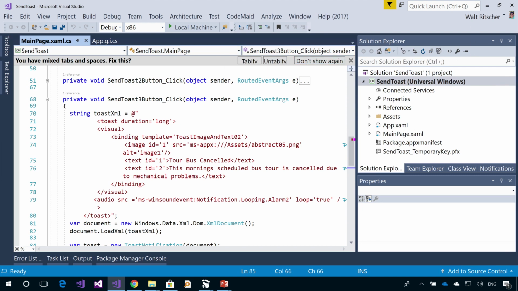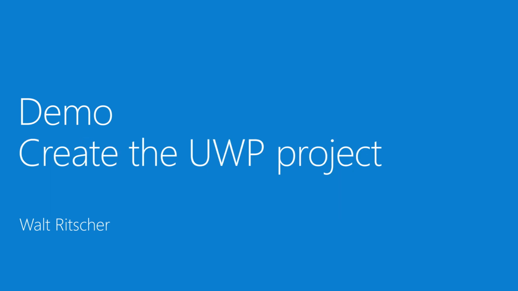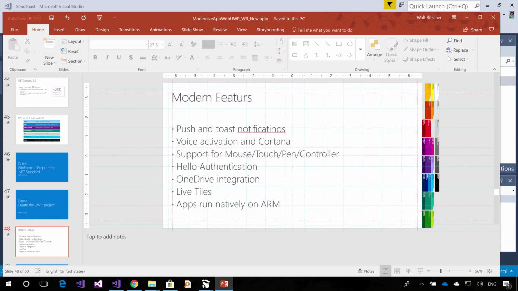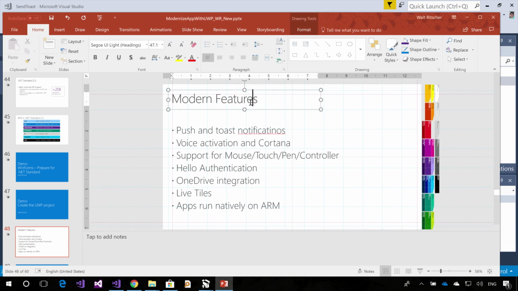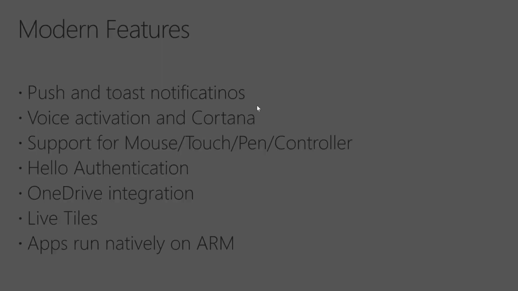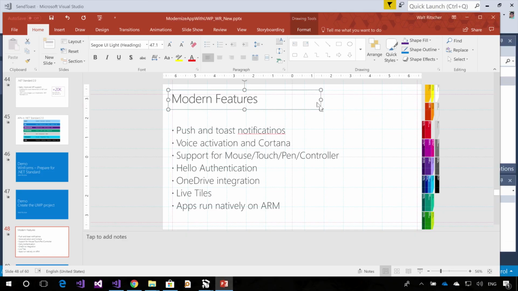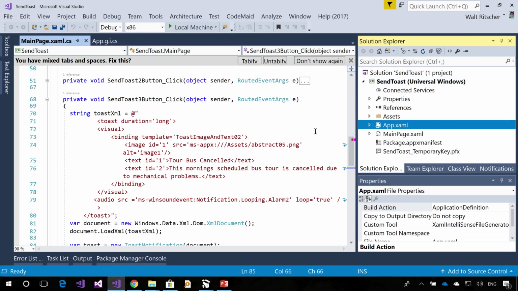Let me switch back to my PowerPoint briefly. These are some of the cool things that you can do in Windows 10. Get back up on the screen. So push notifications, I'm going to demonstrate that. Voice activation with Cortana, I won't demonstrate that today. Support for mouse, touch, pen, and controller, Hello authentication, and many more. So we'll switch back to over here.